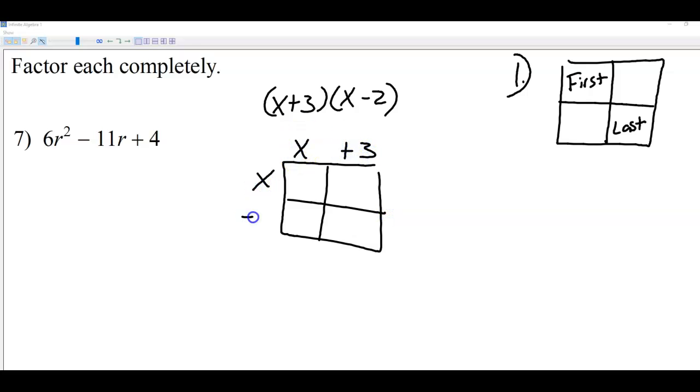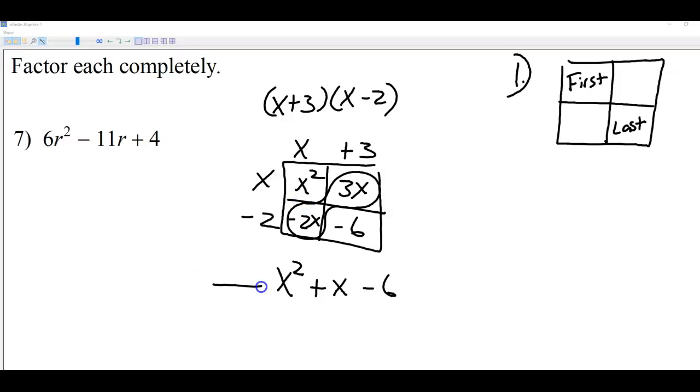Once again, don't write this, just watch. I multiply these together, these together, these together, and these together. My final answer will be x squared plus x minus 6. The plus x comes from combining these.